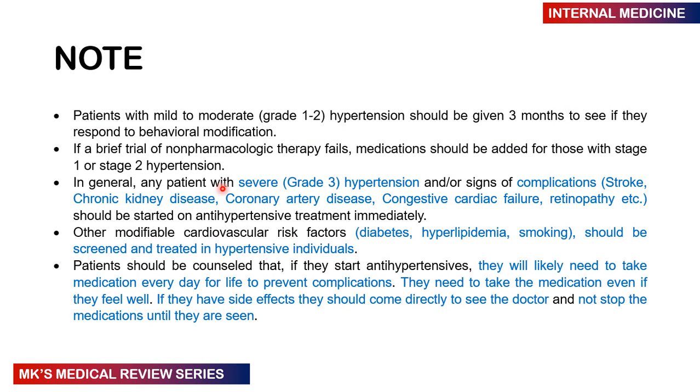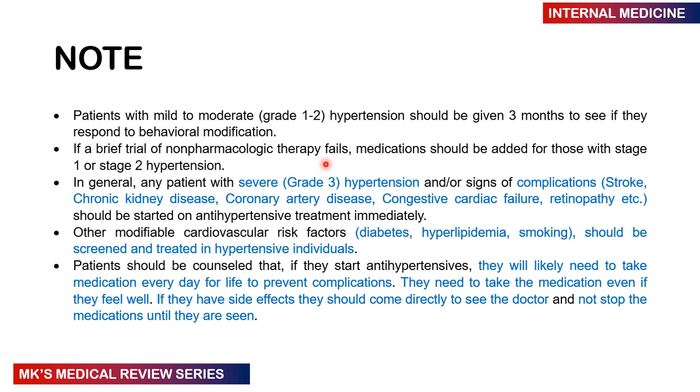Then for patients with mild to moderate hypertension, they can actually be given a 3 months trial to see if the lifestyle modifications have worked. But that's assuming that they don't have any target end organ damage, because if they do, then you have to treat them, because the target end organ damage is going to keep progressing if you don't address it. Then, of course, if the brief trial of the non-pharmacological therapy fails, then you continue doing it and you keep adding medication to their regimen.